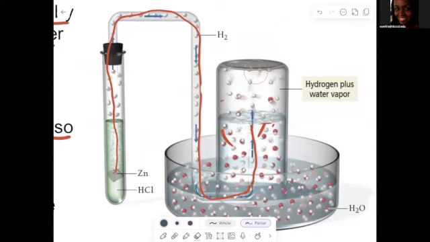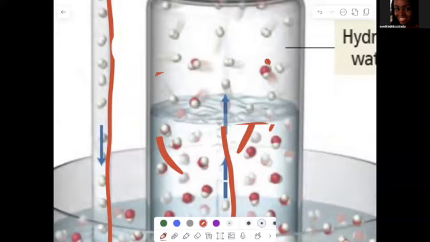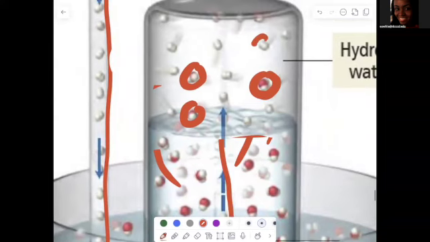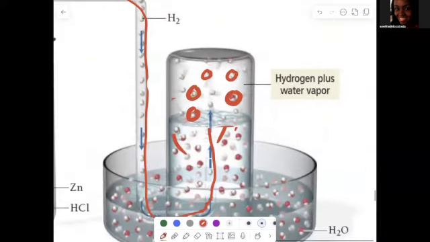Well, as the water moves down and is being displaced, water vapor will remain here. So if I zoom in and you see the picture right here, I want to highlight the water vapor. So you see that? You have water vapor here. So we have our intended gas that we care about, that's the hydrogen gas. But we also have water vapor. So in the end, we actually have hydrogen gas plus water vapor.